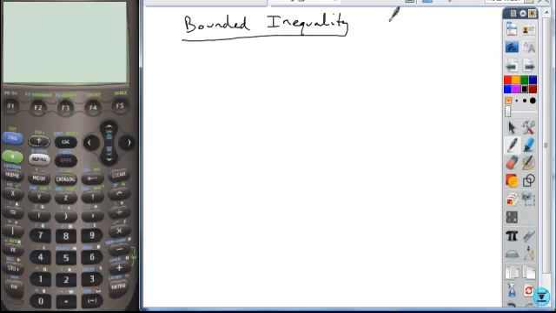A bounded inequality is referred to as a compound inequality. And this is one that will look like the following.